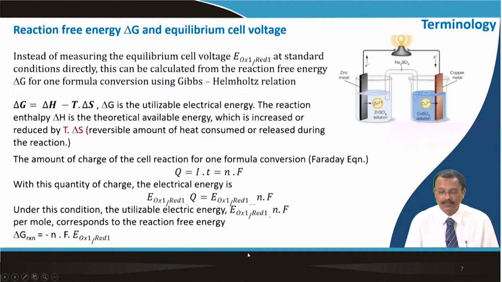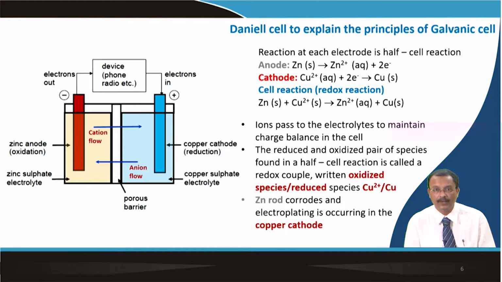So, based on this I can define the Daniell cell, which I already introduced, and that basically explains the principle of the galvanic cell. The reaction at each electrode is a half cell reaction. So, each of these parts is a half cell reaction. In the anode, zinc is oxidized and in the cathode, copper ion is reduced to form copper metal, which is eventually deposited on the cathode plate.